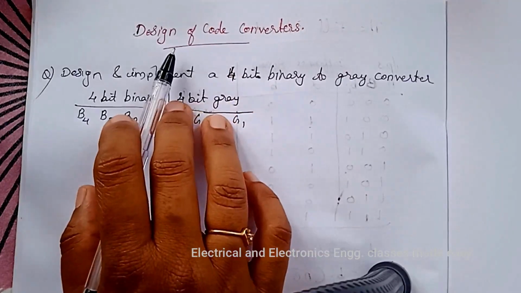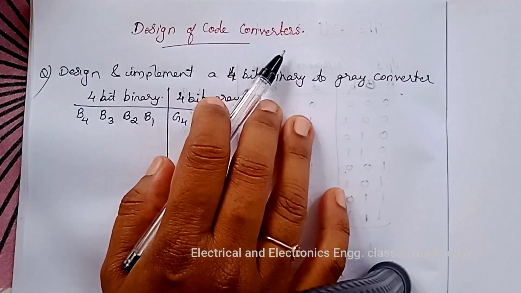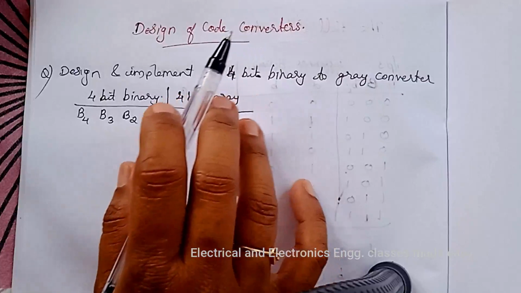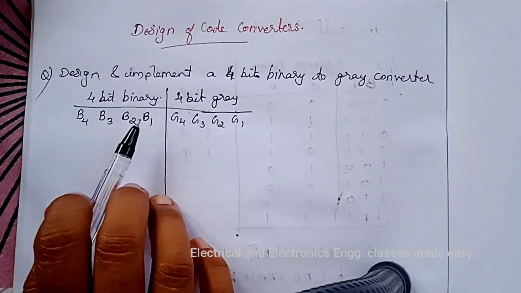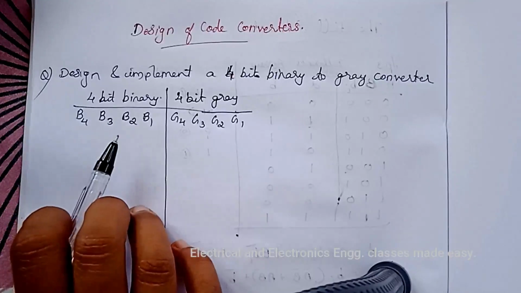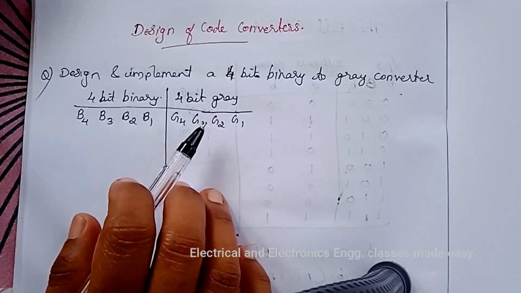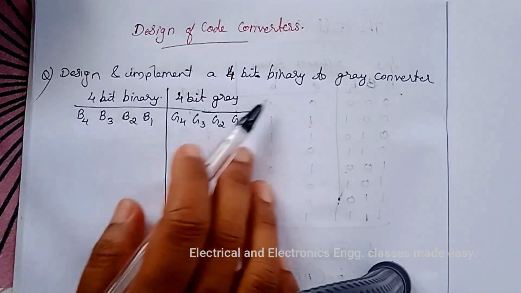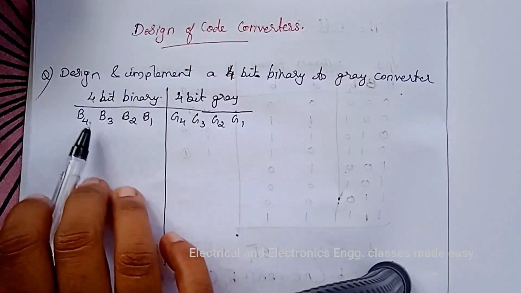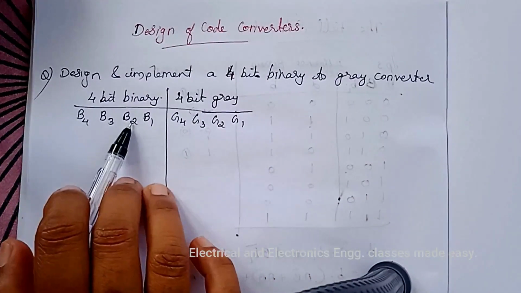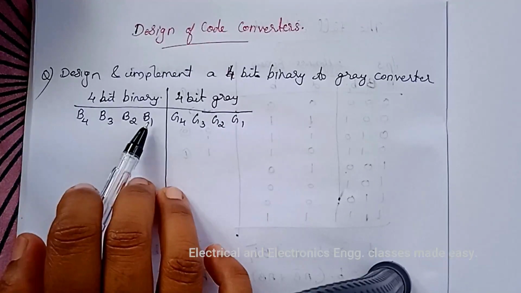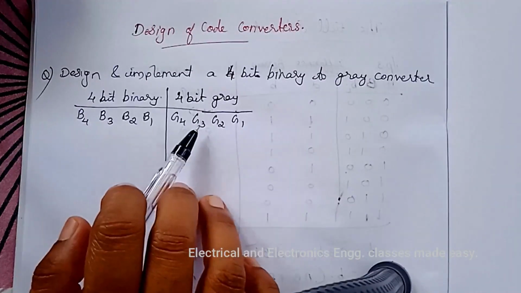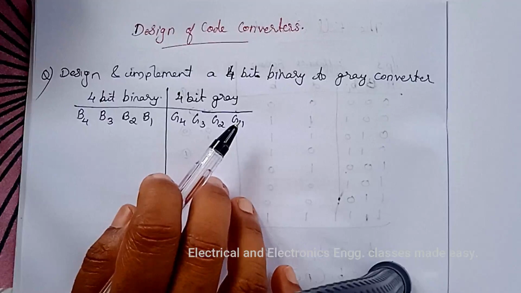Today's class is about the design of code converters. The code converters are logic circuits whose inputs are bit patterns representing numbers in one code and whose outputs are corresponding representations in a different code. For example, a binary to gray code converter has four binary input lines B4, B3, B2, B1 and four gray code output lines G4, G3, G2 and G1.